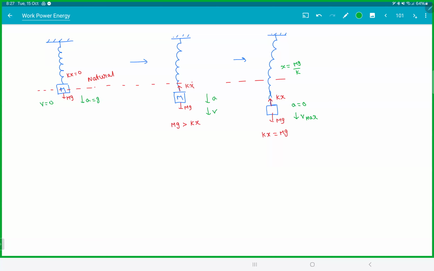This is also called the mean position. Mean position or equilibrium position is when net force is 0. But the body won't stop. Why? It has maximum speed. This will continue to go further.